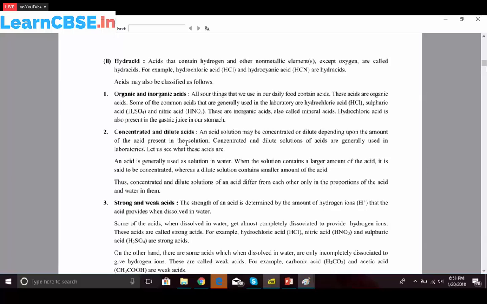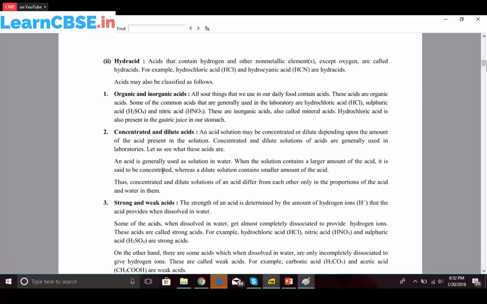Next one is concentrated and dilute acids. What is meant by solution? Solvent plus solute, we call a solution. So concentrated means we have added a smaller amount of water. Dilute means we have added a larger amount of water. So here also, in the laboratories, we prepare acids to find out the concentration of bases or other compounds. In this case, the acid solution may be concentrated or dilute depending upon the amount of acid present in the solution. So generally we use these in the laboratories.